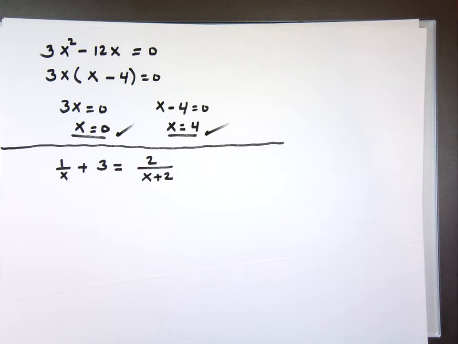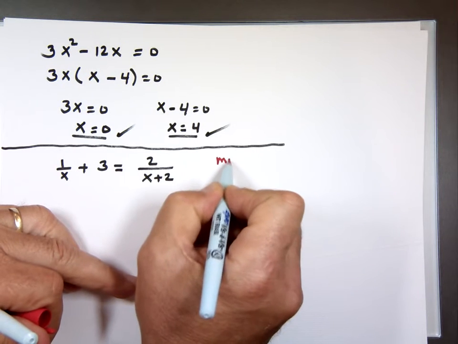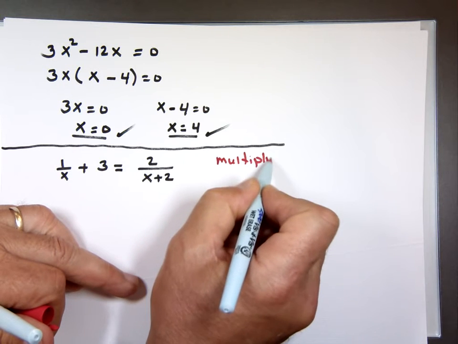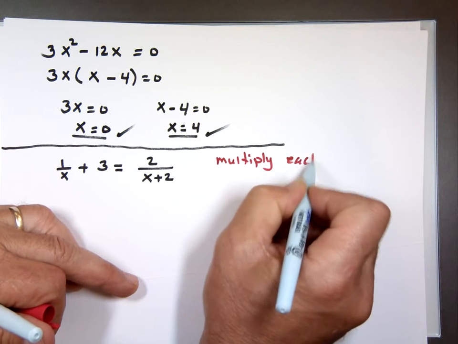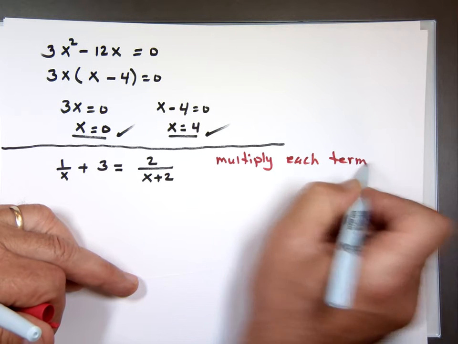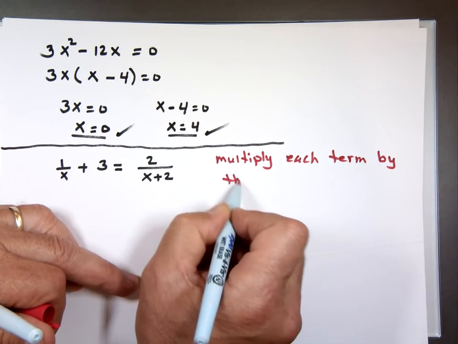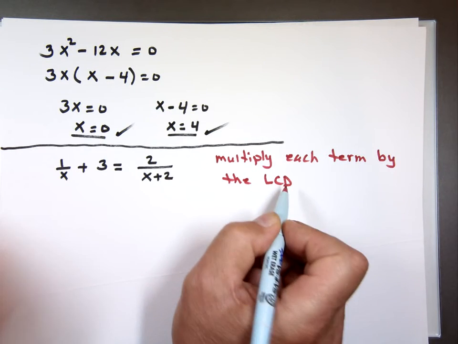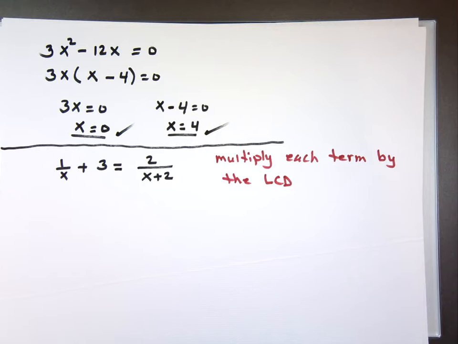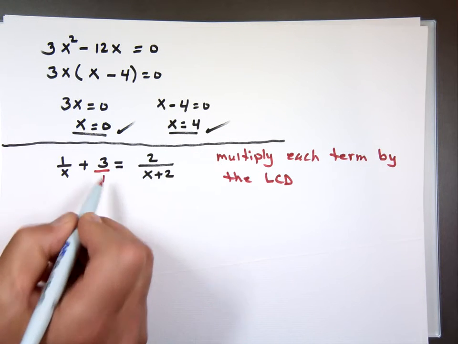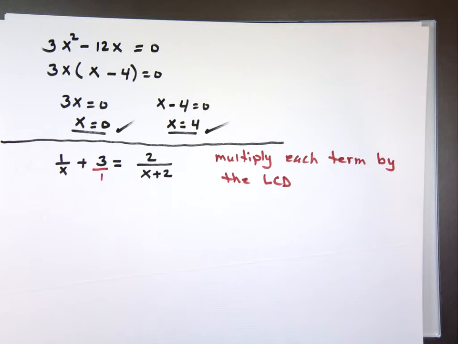You need to multiply each term by the LCD. Lowest common denominator. Remember, the 3 is 3 over 1. So you get 3 little baby fractions. What's the LCD for them? The definition of LCD is the multiplication of all the different factors, each of them raised to its highest power.